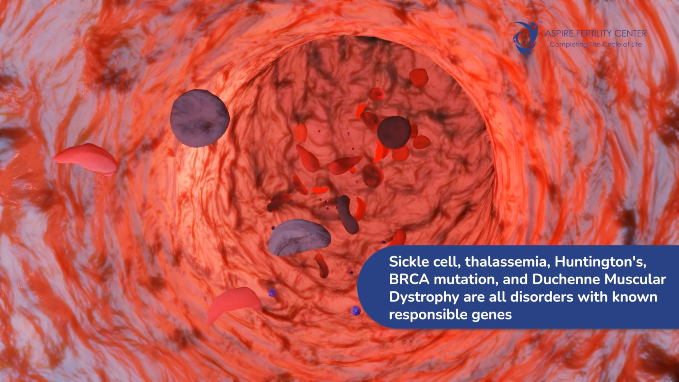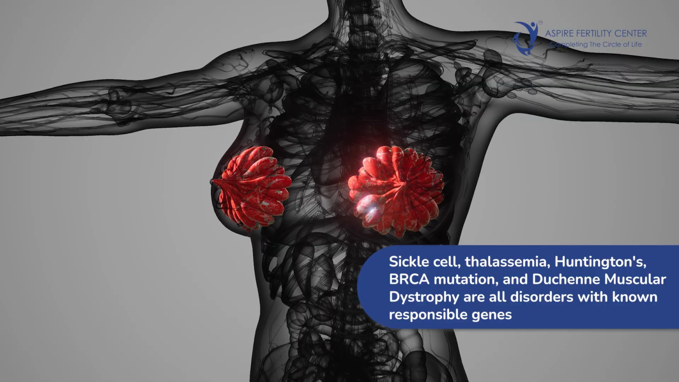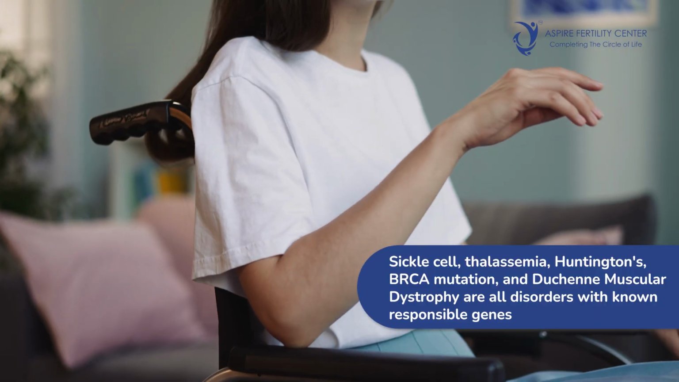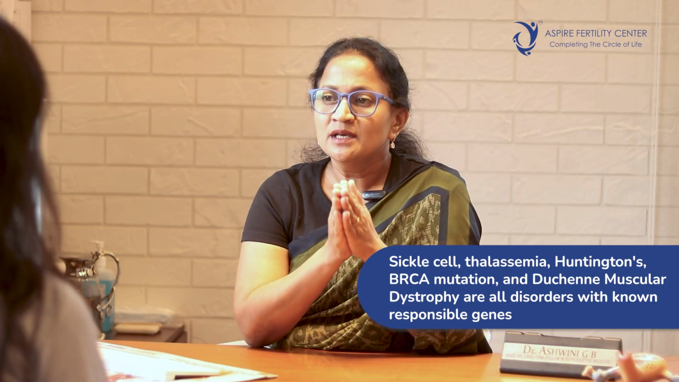Now, how do we do that? If there is a known genetic disorder, there are a few case diseases which I can give as examples, like sickle cell disease, thalassemia, Huntington's disease, BRCA mutation, that is breast cancer gene mutations, and DMD, that is Duchenne muscular dystrophy. These are all disorders wherein you know which is the gene responsible. So, if there is a family history of these disorders, or if you know that one of the parents is carrying one of the genes, it is very much possible that we can prevent it from going on to the next generation. Now, how do we do that?